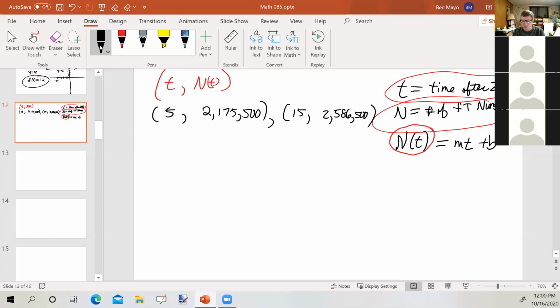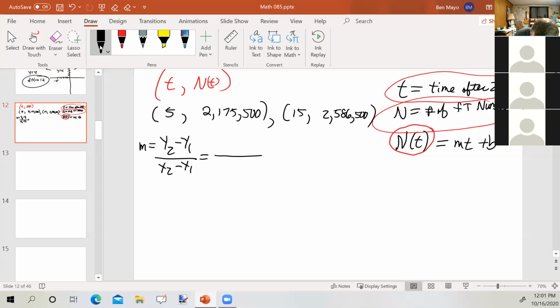So now we're going to use the same technique we used earlier: given two ordered pairs, find the function. We're going to come up with a slope. So the slope is going to be y sub 2 minus y sub 1 over x sub 2 minus x sub 1. Now, one could argue that it should be N of t sub 2 minus N of t sub 1 over t sub 2 minus t sub 1. But let's just leave it in terms of x and y, and then we'll write it in terms of N and t at the end. I think that makes it a little easier to follow.